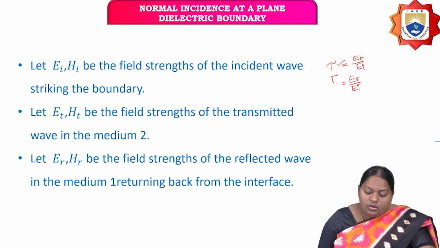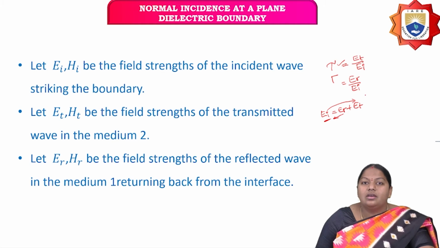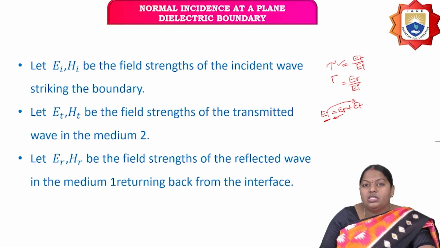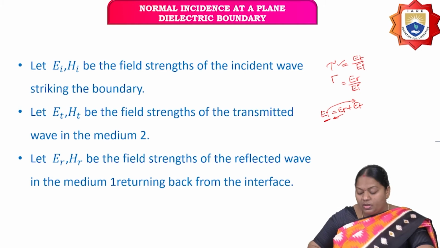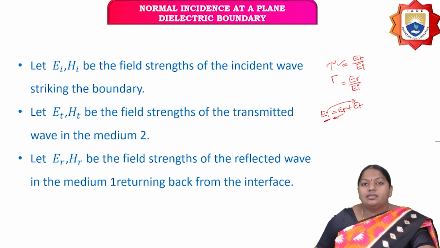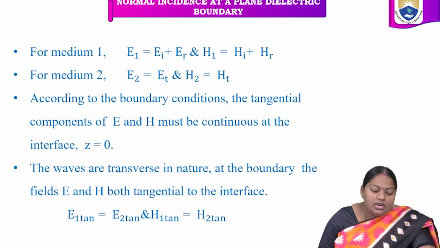interface. As we know, the incident wave is a combination of two waves called the reflected wave and the transmitted wave. So part of this incident wave is reflected back to the same medium, and part of this incident wave is transmitted to the next medium. Hence, in medium 1, we have two traveling waves: one is the incident wave and another one is the reflected wave. And in medium 2, we have only one wave, that is the transmitted wave. It is also called a refracted wave.